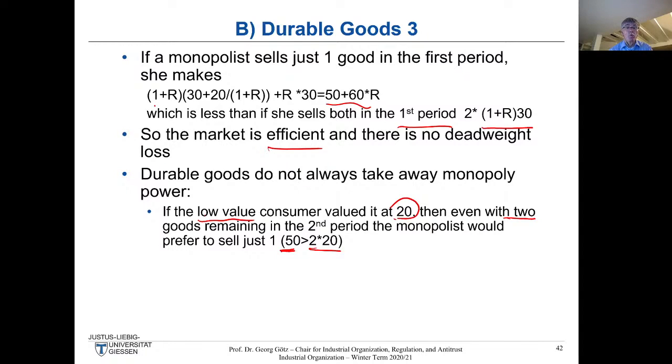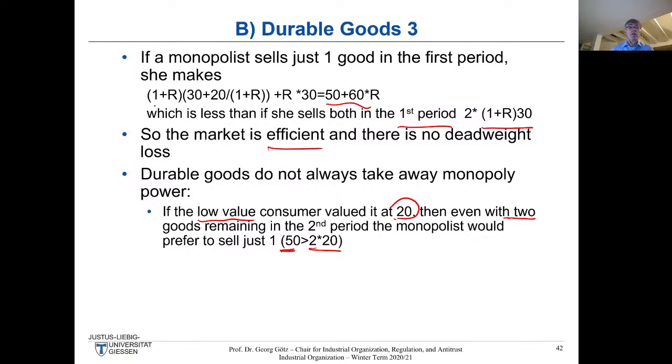And what about the low value consumer? Does he or she buy? No, because the price in the first period is not 1 plus R times 20, but it's 1 plus R times 50. You see, the low value consumer doesn't get the product in the first period. And that's, of course, an efficiency loss because this device is lying around in some inventory, but the consumer doesn't get it because the firm, Apple, does intertemporally price discriminate.